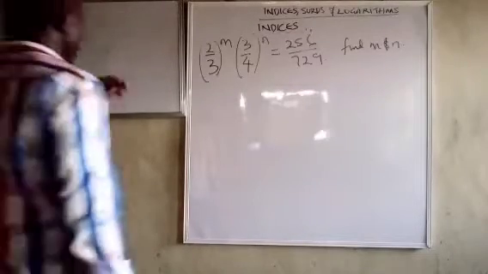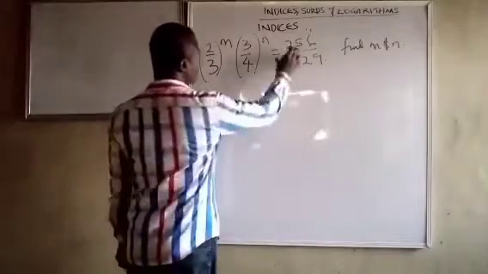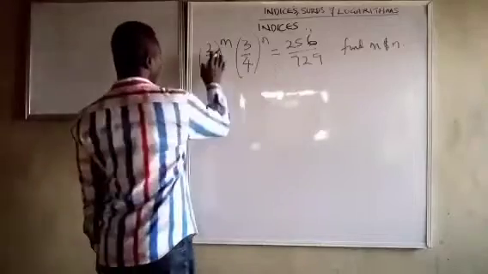Now we have this question. 2 over 3 raised to power n, so 3 raised to power 4, 3 over 4 raised to power n, sorry, equals 256 over 729. Find m and n.